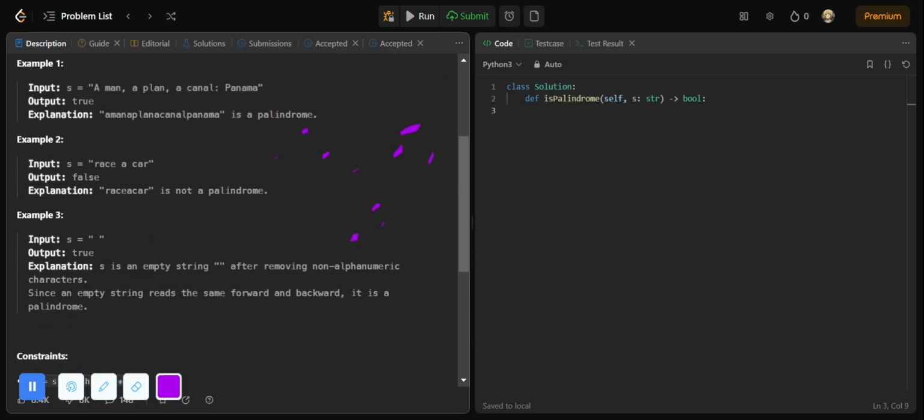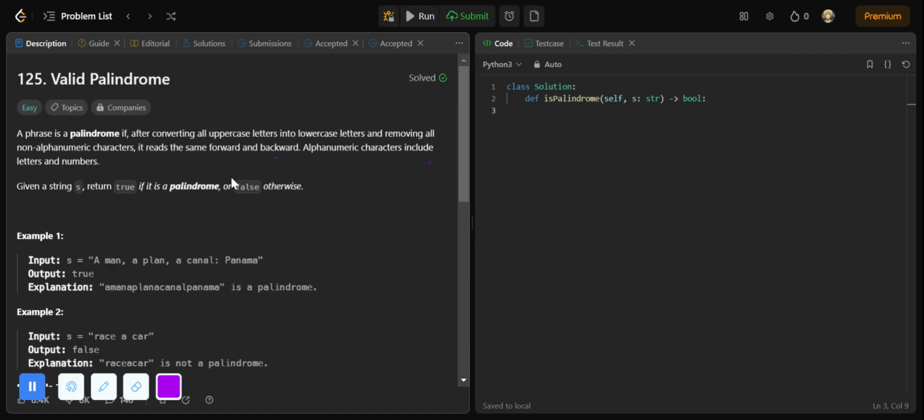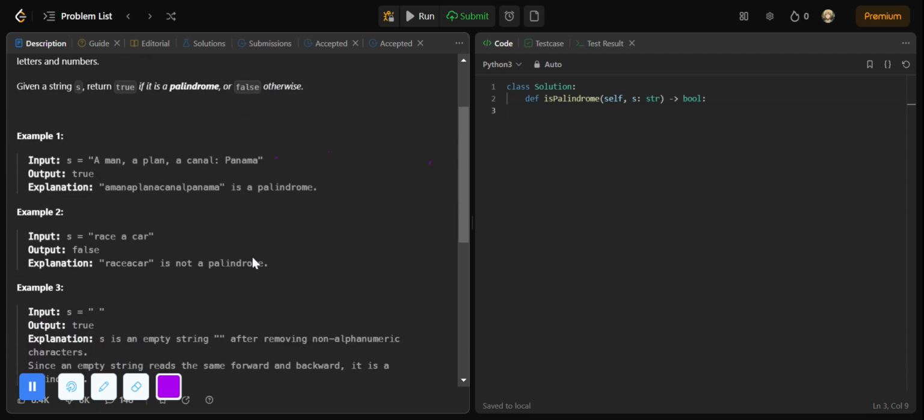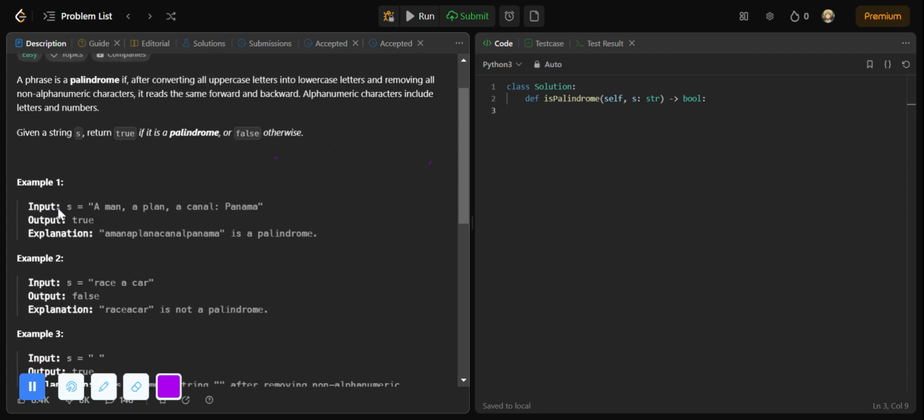So I'm going to use two colliding pointers to solve this problem without pre-processing it, because I don't need to. I'm not going to remove the non-alphanumeric characters from this string. Instead, I'm going to use some functions to check whether the given character is alphanumeric or not.